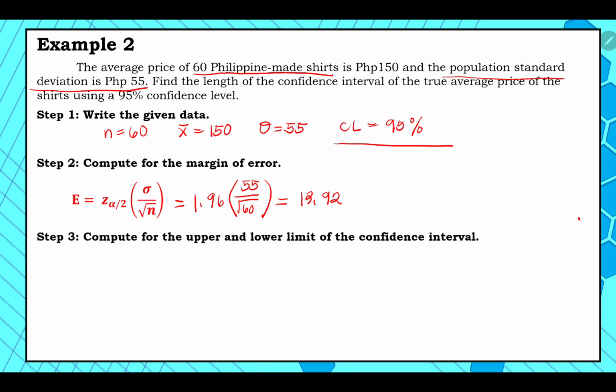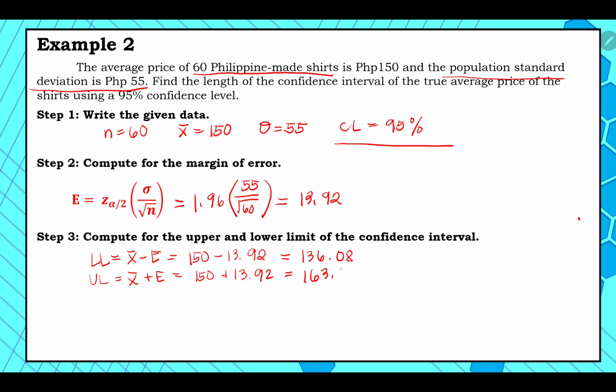So, dahil meron na tayong margin of error, we can compute for the lower limit, which is equal to mean minus the margin of error. Our mean is 150 pesos, and the margin of error is 13.92. So, therefore, we'll obtain 136.08. So that's our lower limit. For the upper limit, we'll have the mean plus the error, which is equal to 150 plus 13.92. So, ibig sabihin yan ay 163.92.